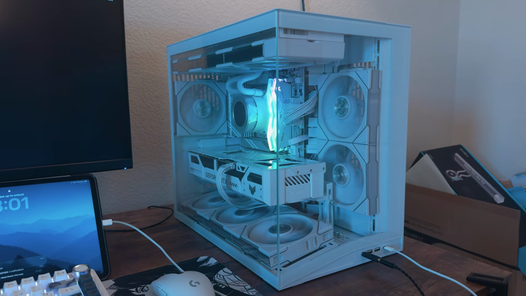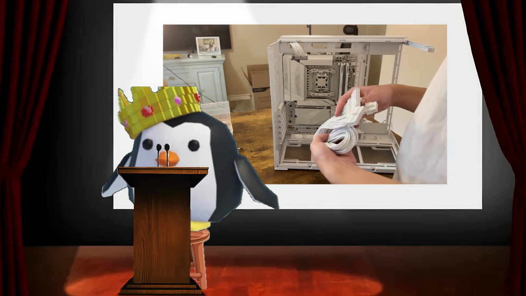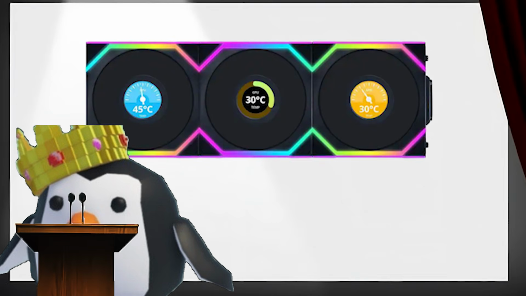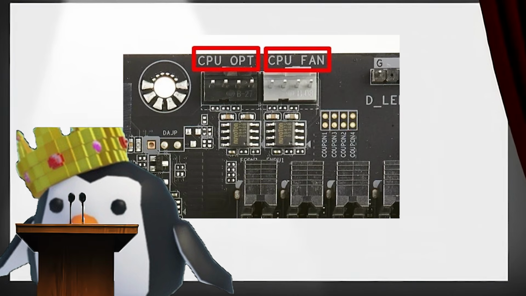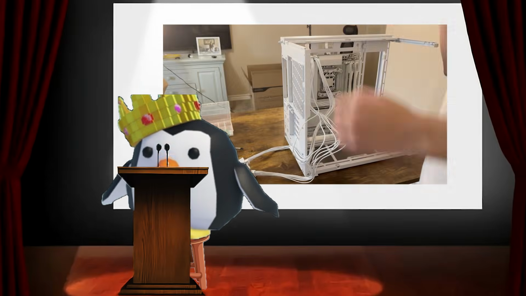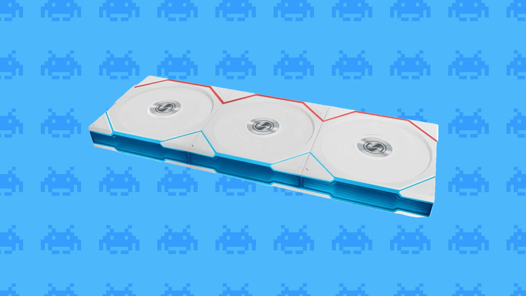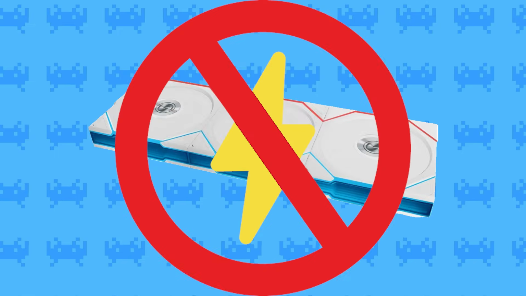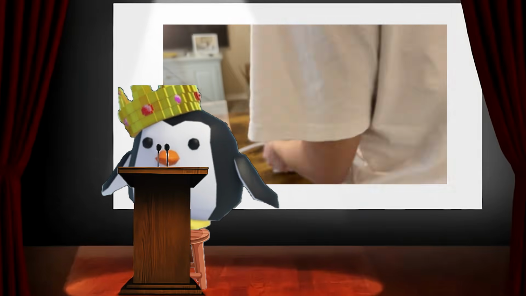A lot of people were saying on the internet that if you have less than 3 fans connected, then your fan headers on the motherboard should be good enough. That wasn't the case. I won't get into details, but essentially the fans didn't receive enough power, so I had to use the SATA power connection on the PSU. Alright, moving on to the next tip.